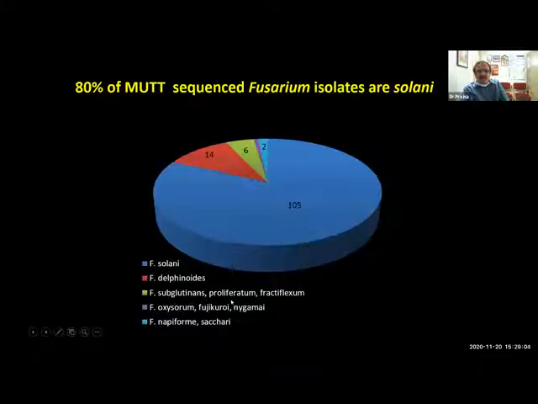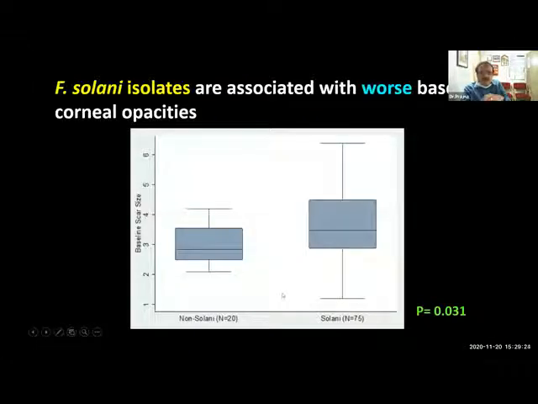So if that was not enough, we have found out something more interesting. In the mud study, amongst the Fusarium isolated, 80% of Fusarium samples were Fusarium solani. So what is the big news on that front? What we also found was that Fusarium solani isolates are associated with worse baseline corneal opacity. So within Fusarium itself, there seems to be a difference in the sequelae which is left behind.